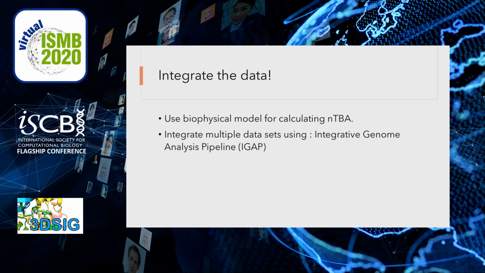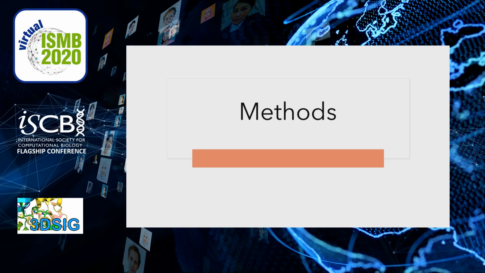details. So here we propose a new biophysical model for estimating NTBA and the Integrative Genome Analysis Pipeline, IGAP. Integration of NTBA with chromatin modifications and chromosomal interactions using the IGAP can tell us about the role of otherwise poorly understood genomic elements like hot regions. And we can also classify the human genome on the basis of enrichment of genomic and epigenomic elements.